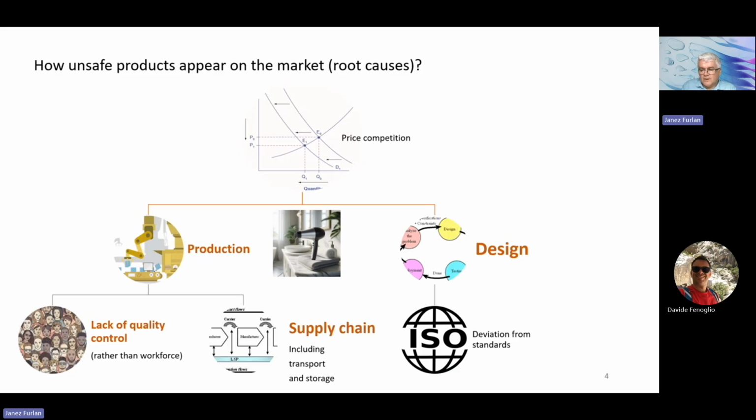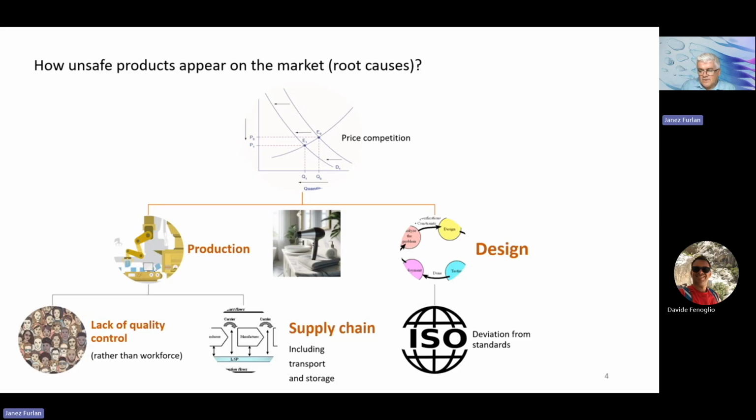Why do unsafe products actually appear on the market? What are the root causes? Not going into much detail, but most of the unsafe products result from the price competition on the market, where manufacturers are trying to do cost-effective production, and either this is done well in the design phase, or they try to improvise in the production when the serial production starts or takes off.